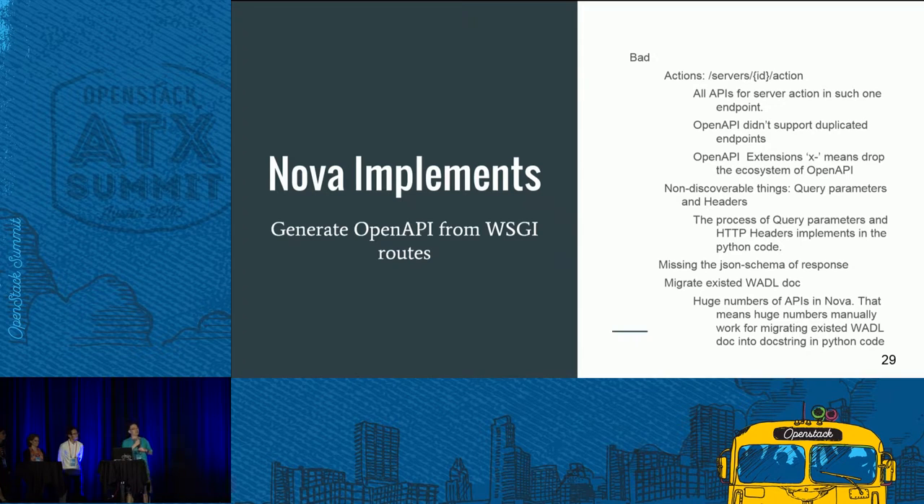Except that, we can discover a lot of things from the Nova API code, but some things, like the query parameters and some headers, are coded deep in the code, so we cannot get them out. We're also missing some information, like the JSON schema for the response body, which is in the Tempest repo. And another huge problem is how to migrate the existing WADL document to our new document. As you know, Nova has a lot of APIs, so if we start from zero to fix our API document, that's a huge amount of work.